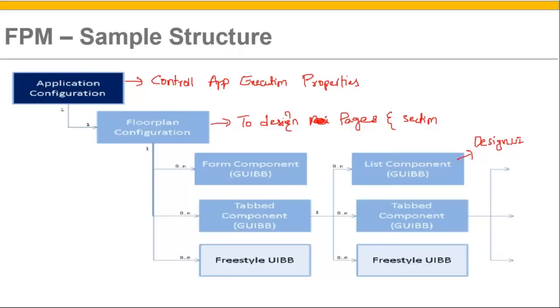The purpose of these three configurations is controlling application execution properties, designing the pages and sections, and designing the UIBB. This is the structure of an FPM application.